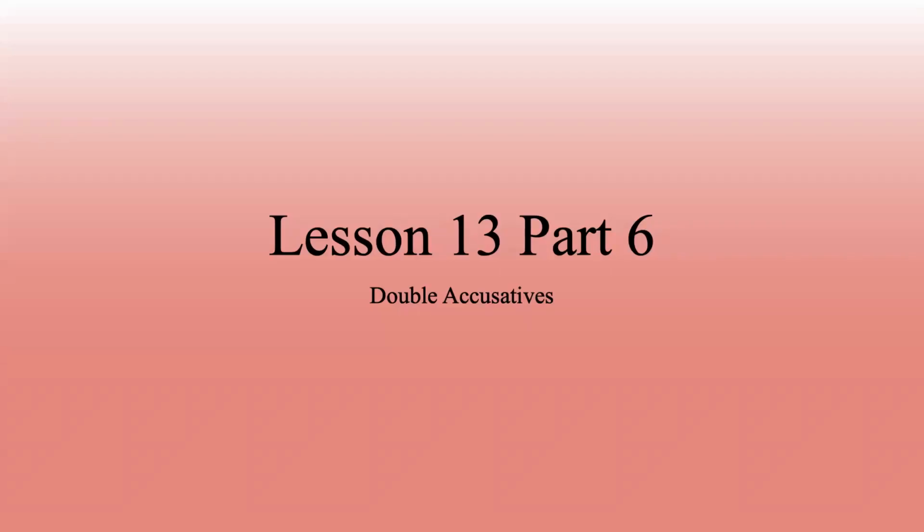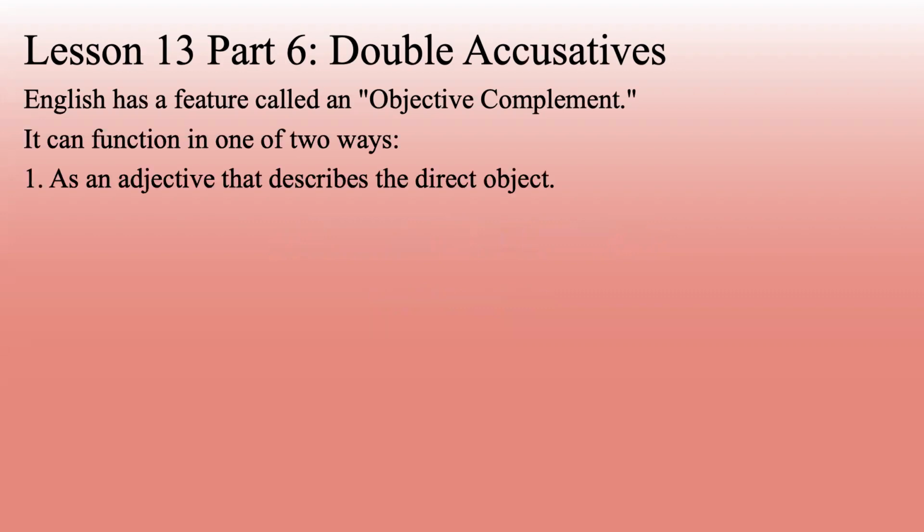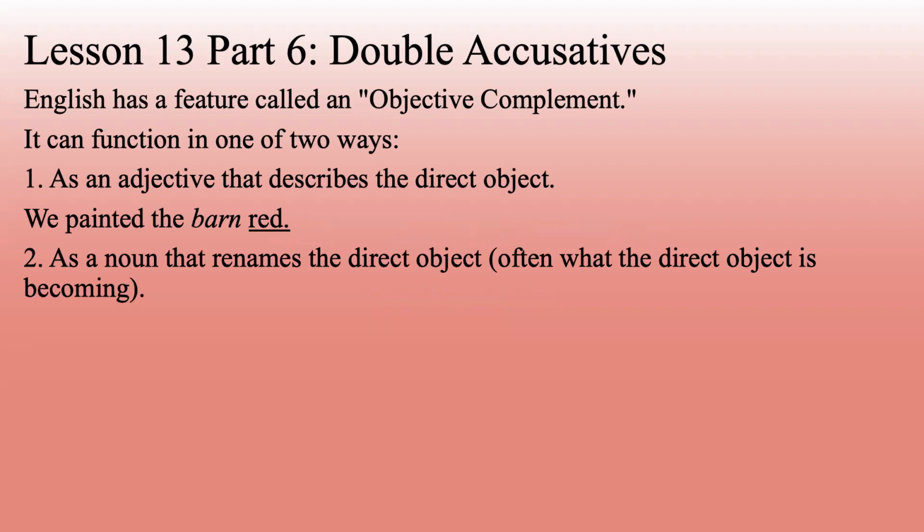Lesson 13, Part 6, Double Accusatives. English has a feature called an objective complement. It can function in one of two ways. As an adjective that describes the direct object, we painted the barn red. Or as a noun that renames the direct object, often what the direct object is becoming.